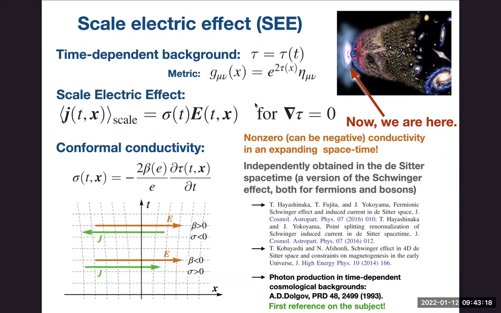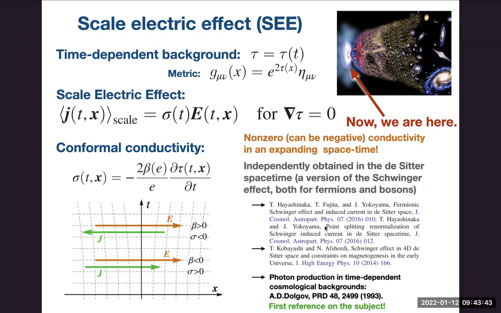And it turns out that you can get non-zero conductivity. You can even get negative conductivity in that system, but it's fine because the system is expanding, it's not closed. Such kinds of effects were also observed in completely different literature, in cosmology and astroparticle physics. So it's a completely different setup. They found that indeed you can induce an electric current in an expanding universe.